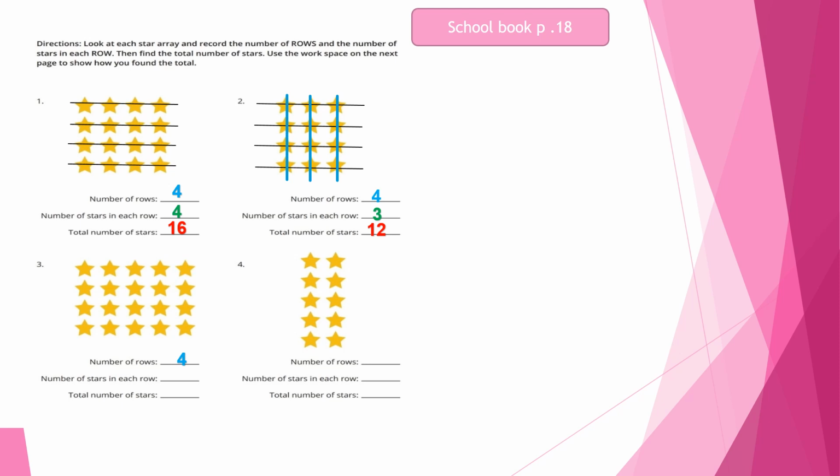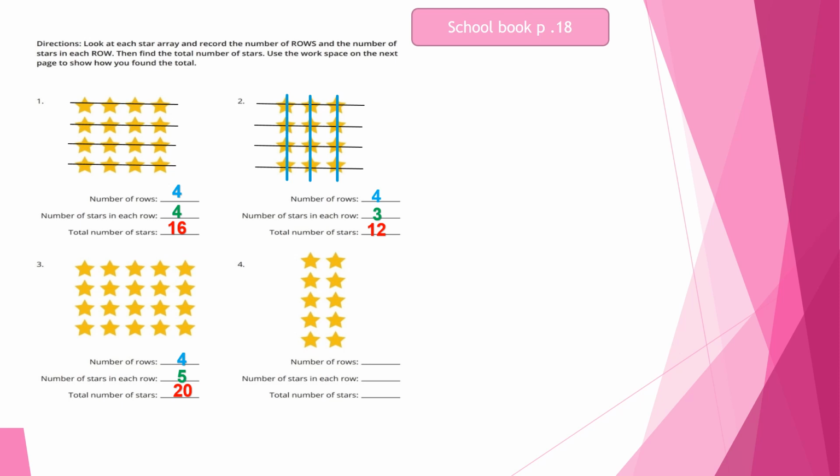Inside each column, 1, 2, 3, 4. I have 4. So I can say 4 plus 4 plus 4 also equals 12. From the song of skip counting by 4, 4, 8, 12. So the total number 12. I can find it using columns or rows. It's up to you. You can use anything, okay?